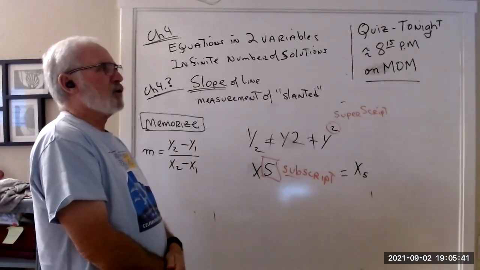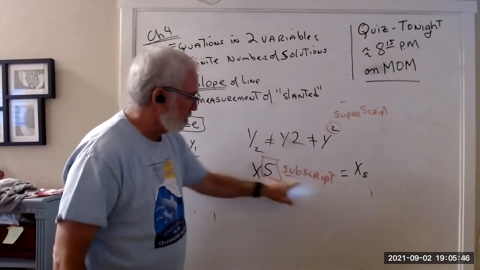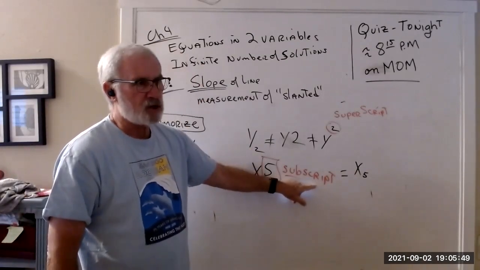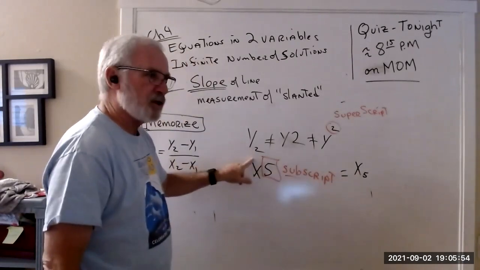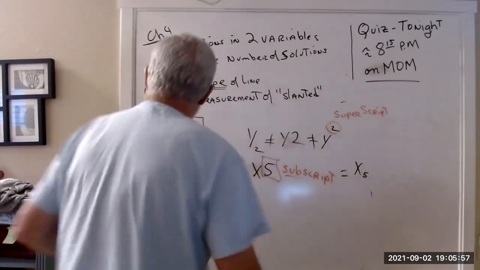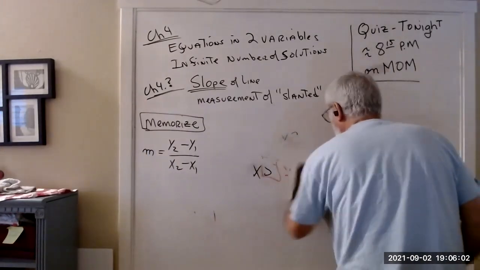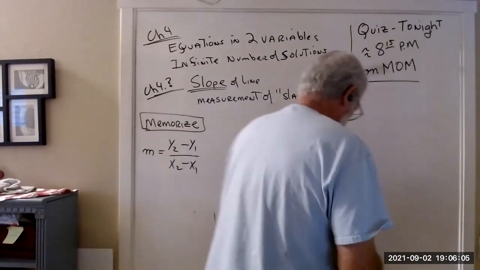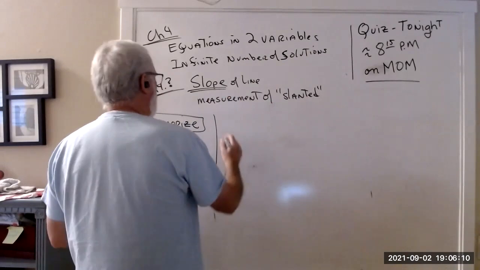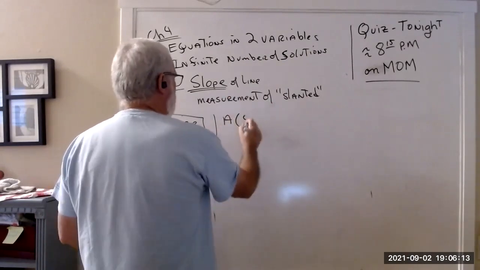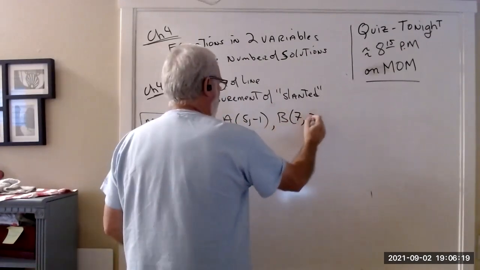My extreme anal need to call this sub 2 actually comes from the proper vocabulary. It's called a subscript. X sub 5, Y sub 2. Okay, enough. All right, so the most common thing we do with this is we give you 2 points. For example, I might say, here's point A, which is 5 comma negative 1, and point B, which is 7 comma 3.